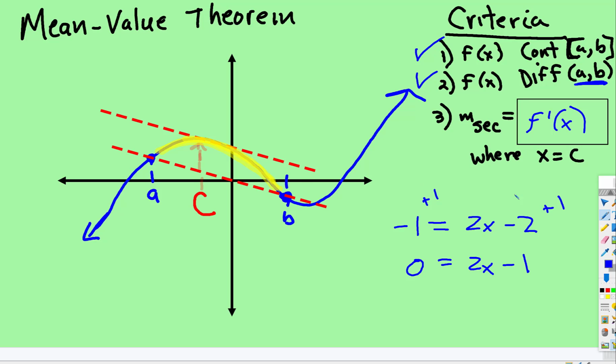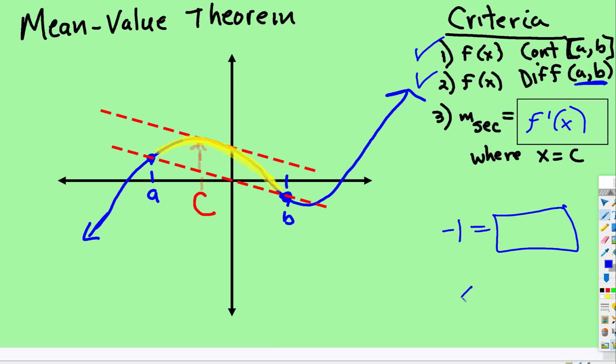I'm just saying the steps that you follow are, once you know the slope of the secant line, m secant, say -1, set it equal to the derivative of whatever the function is you're working with, and then solve for x. And once you know what that x value is, that's what the c value will be. And that c value should exist between A and B.